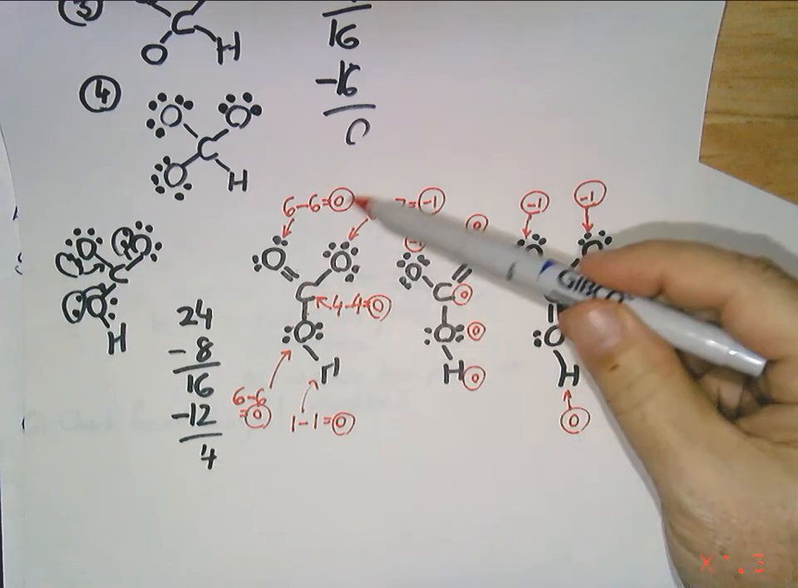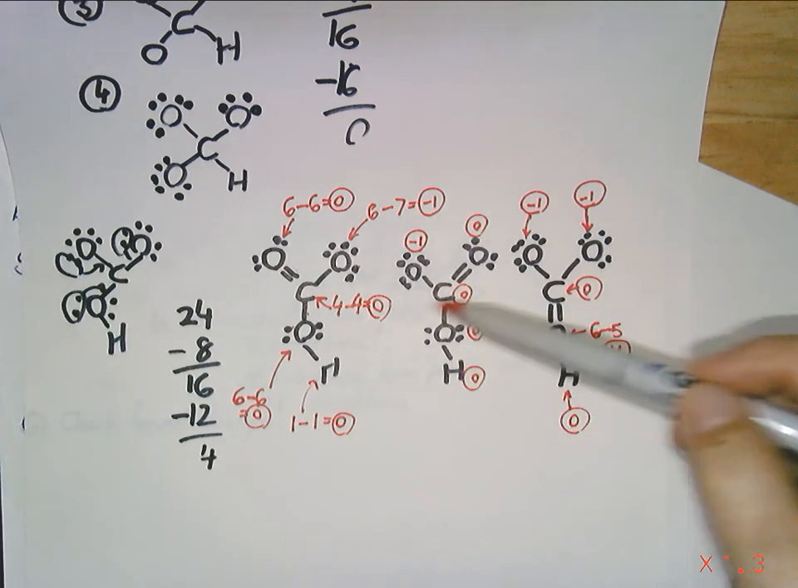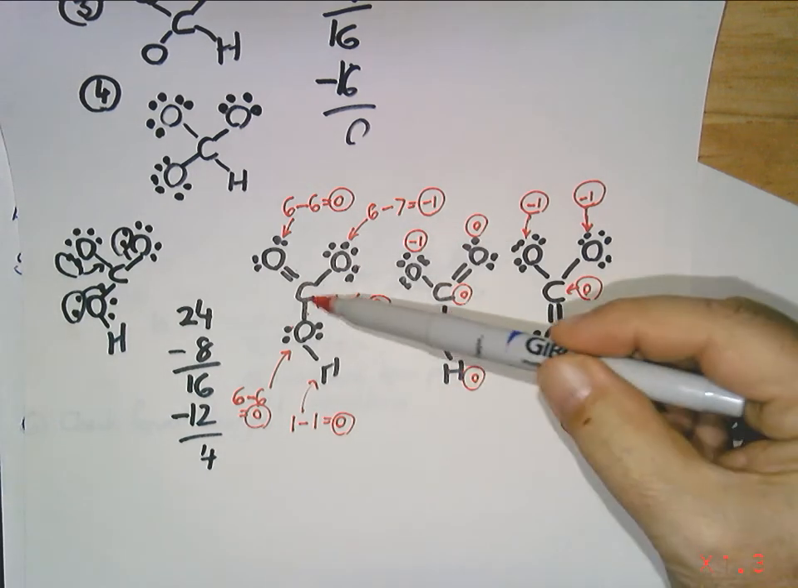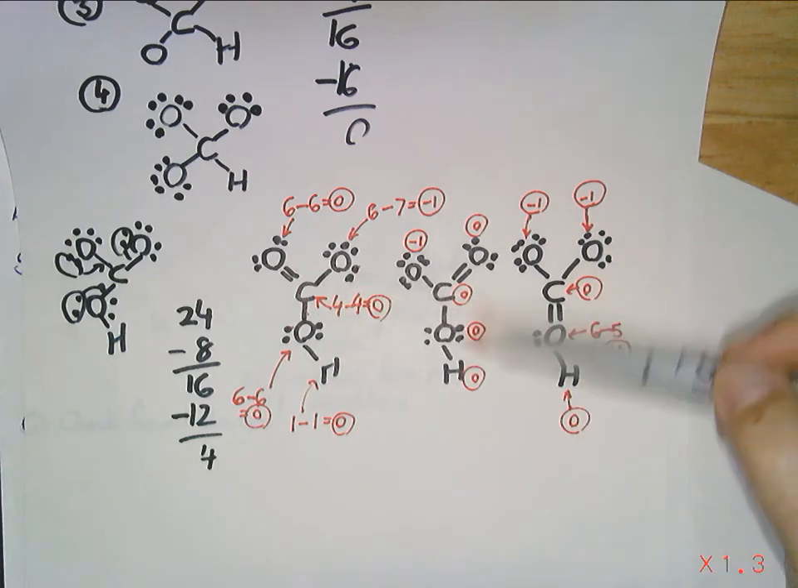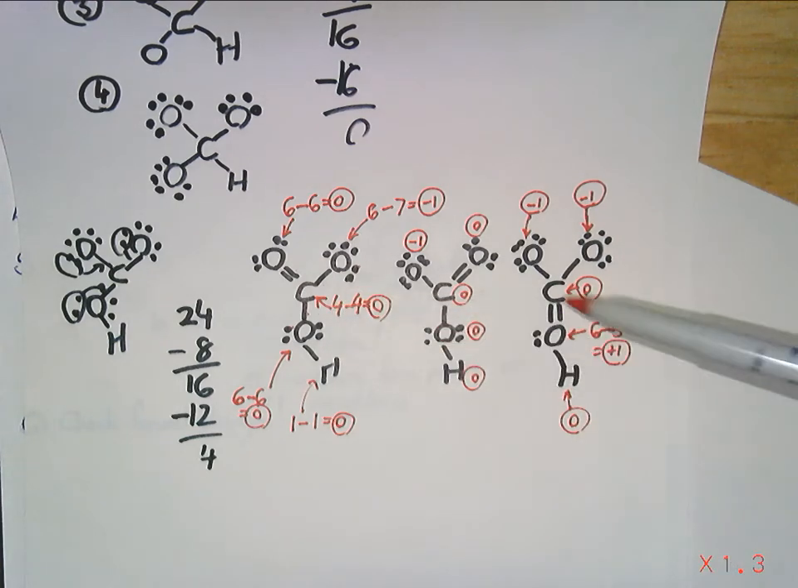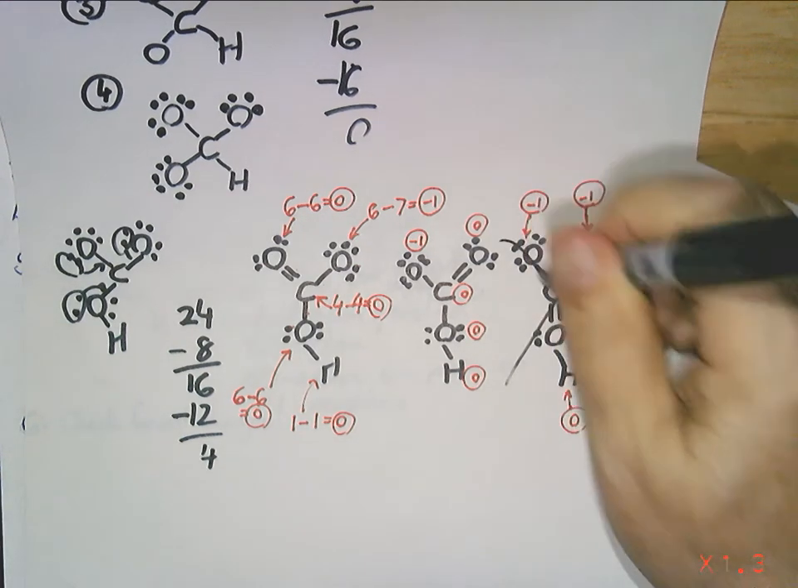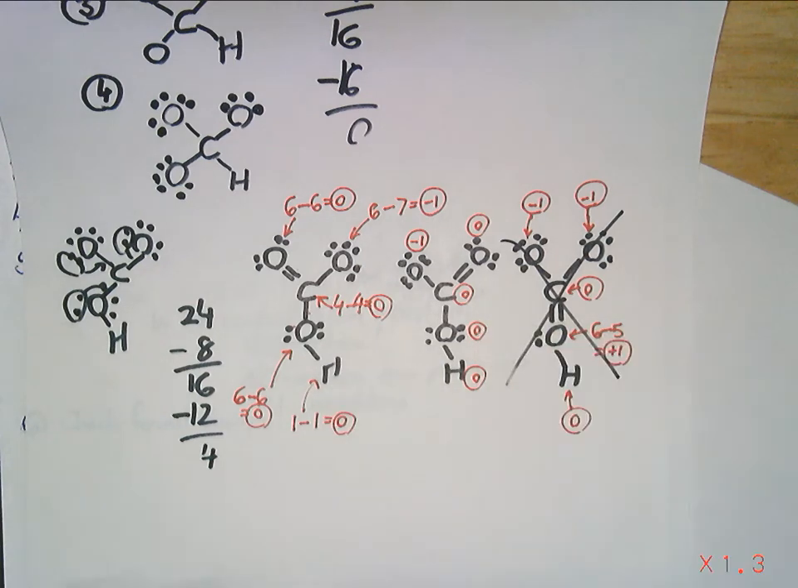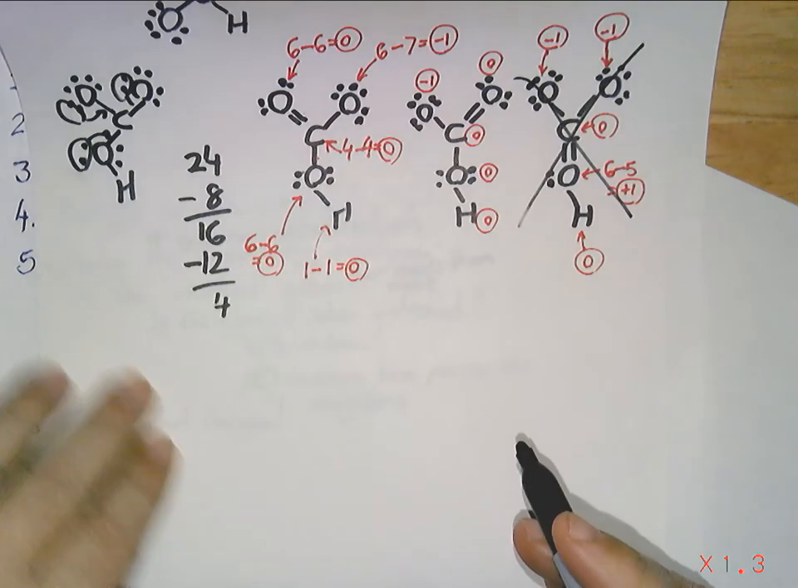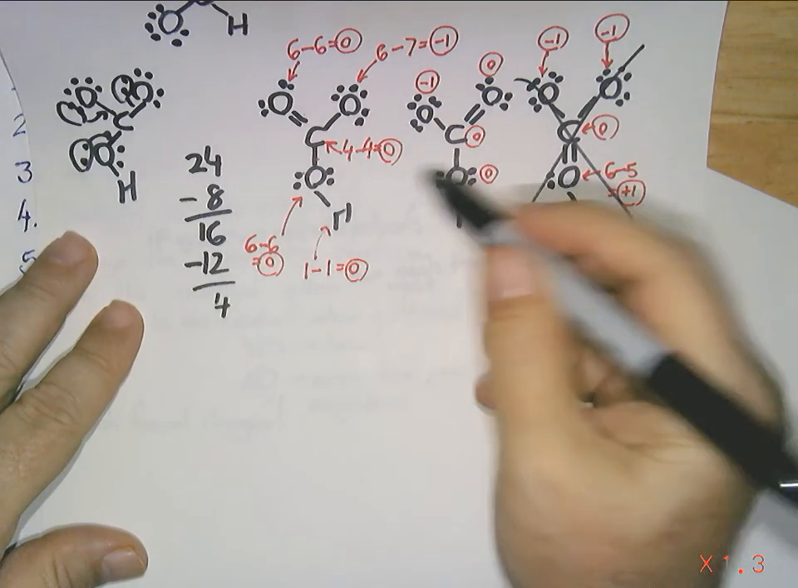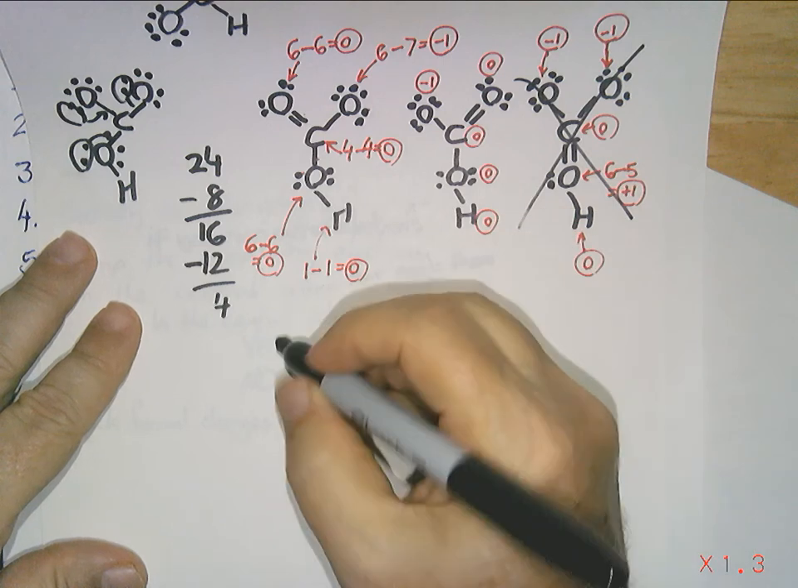So if I look at this structure and this structure, I can't tell which one's better. They're both a minus 1 with all zeros, both of these, but this one is clearly inferior. It's got higher formal charges everywhere. So I can reject this structure. And I'm left with those two structures. And there's going to be resonance because I can't tell which one's better.